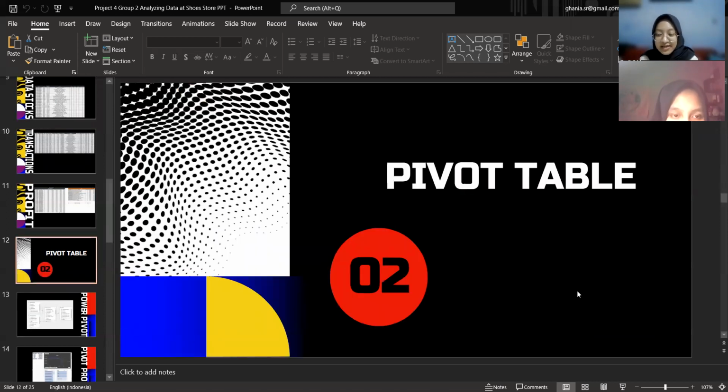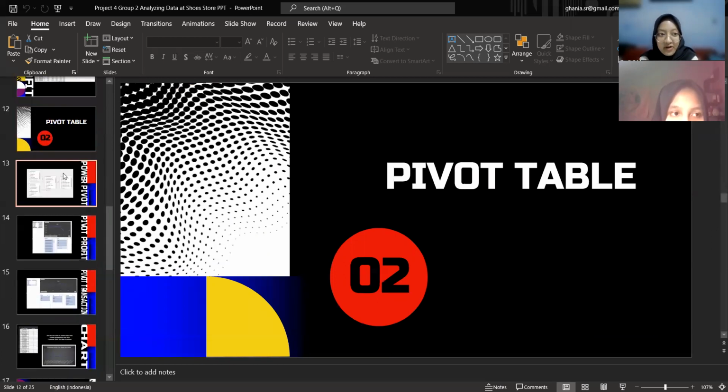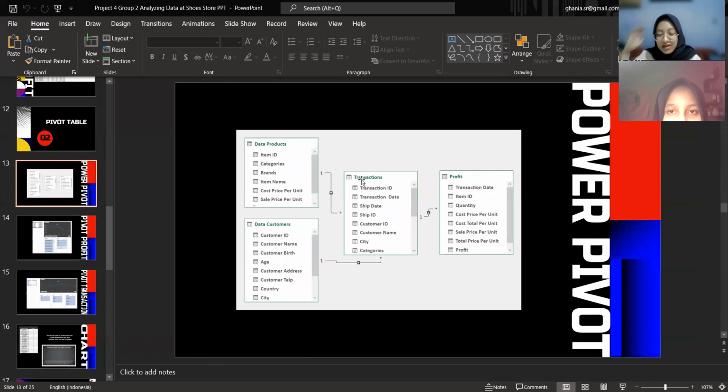And I am going to explain about the pivot table. First, we have Power Pivot. Power Pivot shows you the relations between the tables. This data product transaction is the main relation because it's connected to all tables, like data product, data customer, and profit.